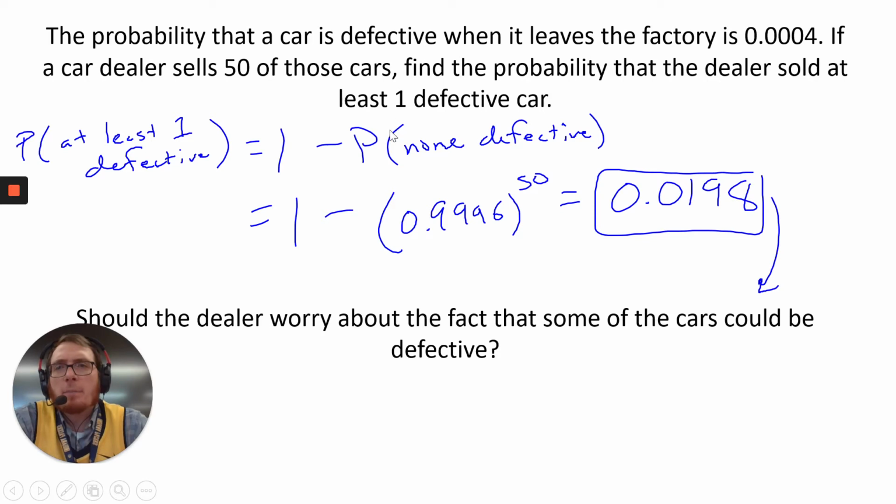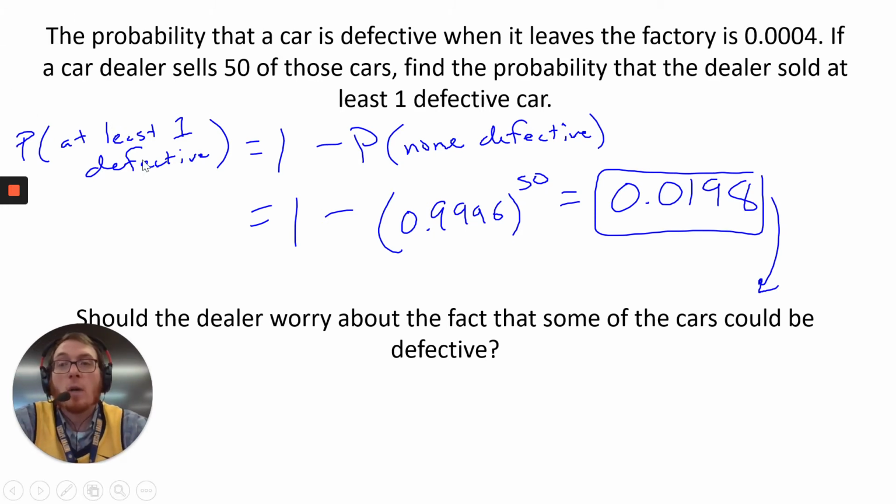So this one says the probability a car is defective when it leaves the factory is 0.0004. So they build the car, they send it off to the dealership. The probability that it has a defect in it is 0.0004. A car dealer plans to sell 50 of those cars. So they're planning to sell 50 at the car dealership. Find the probability at least one is defective. The company would want to know, hey, what kind of defects are we going to be dealing with that we have to look out for?